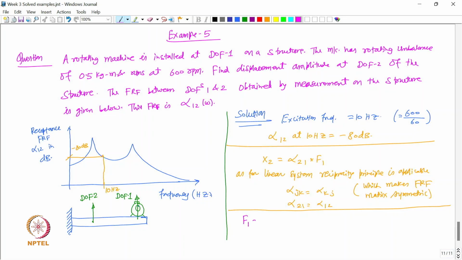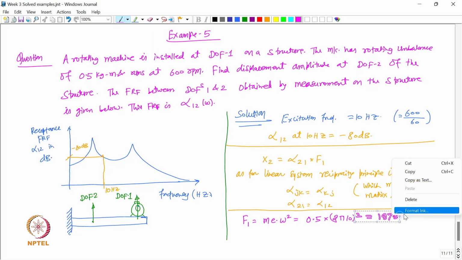In our case the force of excitation F1 amplitude is how much? It is m e omega square, correct, and m into e, the product, is given as 0.5, multiplied by (2 pi 10) squared, that comes around 1973.9 newtons, right, and therefore now we can find x2. Now we can find x2 by substituting F1 there.